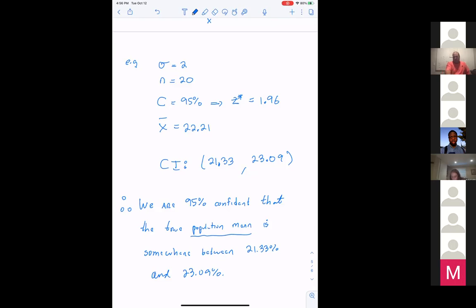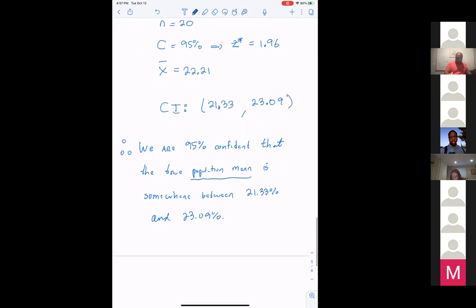And yes, Mary, the words at the end is the context. When the weather is written on the receipt, that whole thing. I mean, you should certainly include that. I'm focused more on the math part. So we're 95% confident that the true population mean is somewhere between 21.33% and 23.09% when the weather is written on the receipt.